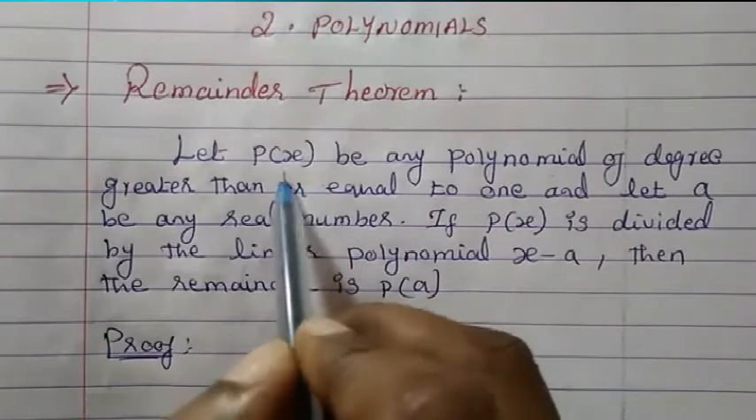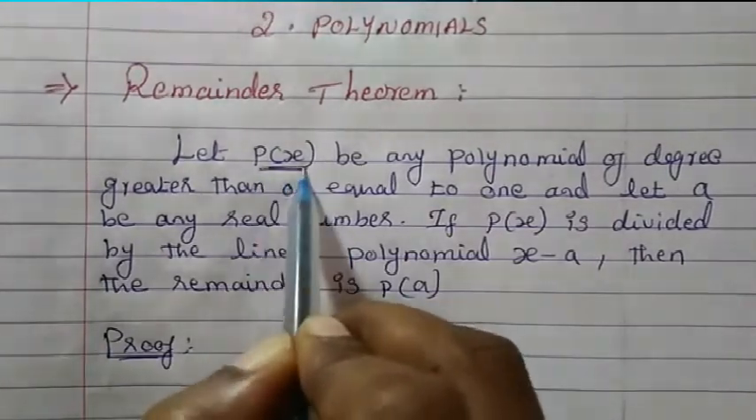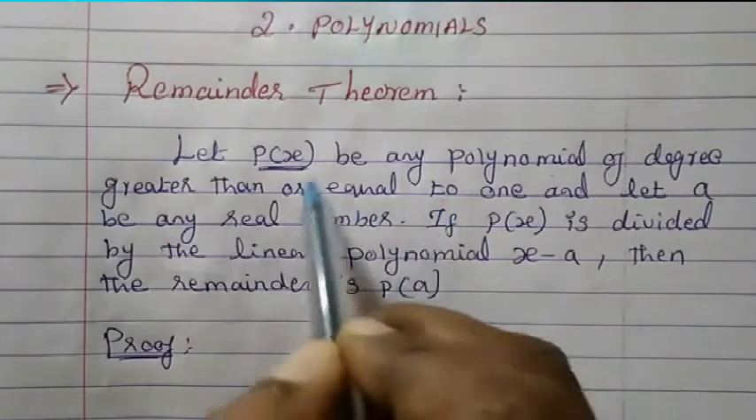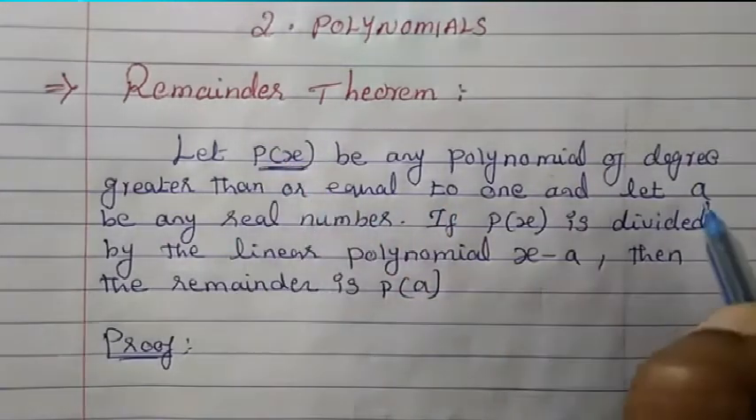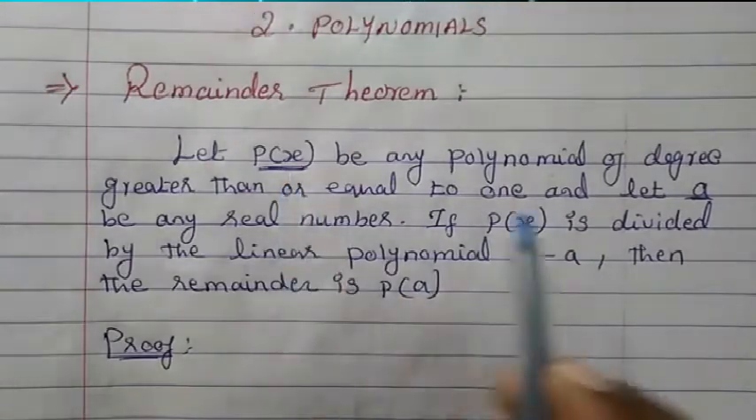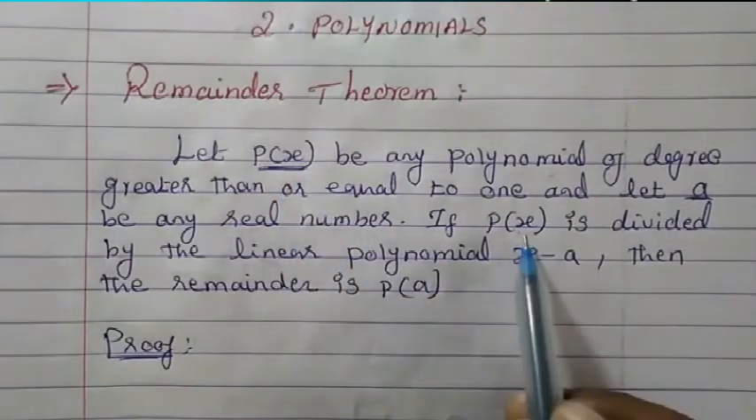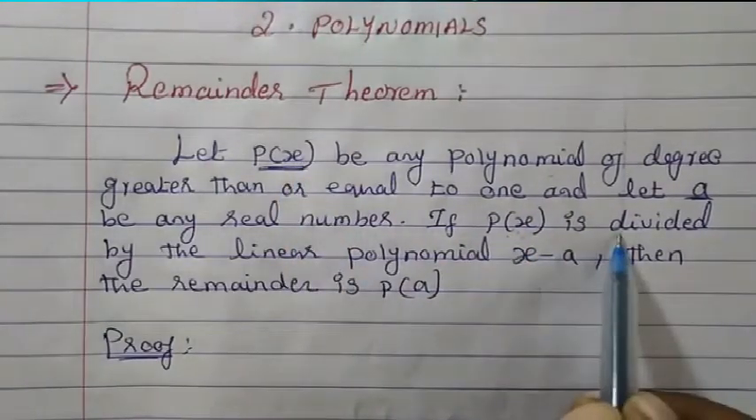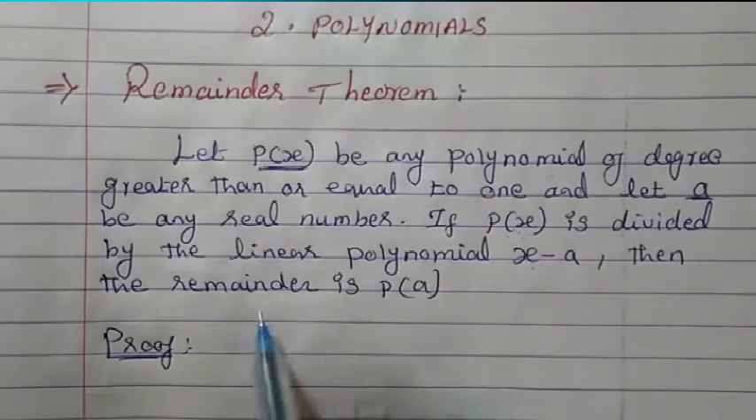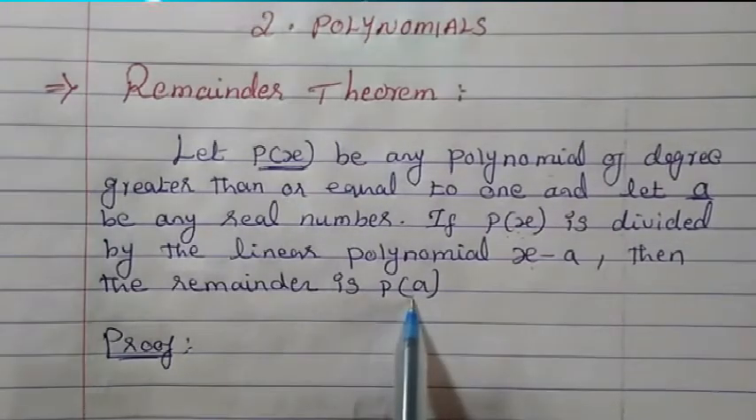P of x is a polynomial. The degree can be greater than or equal to 1. And a is some real number. Real number means it can be any rational number or an irrational number. So if this polynomial P of x is divided by the linear polynomial x minus a, then the remainder is P of a.